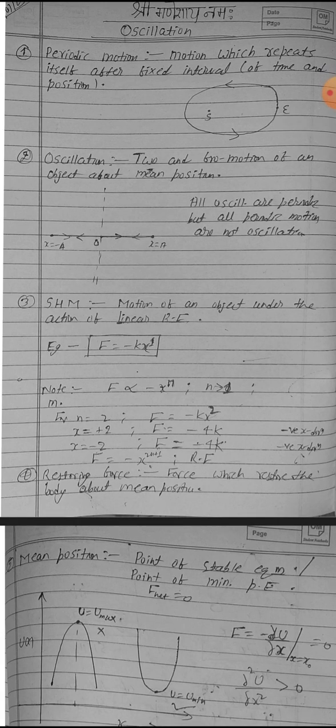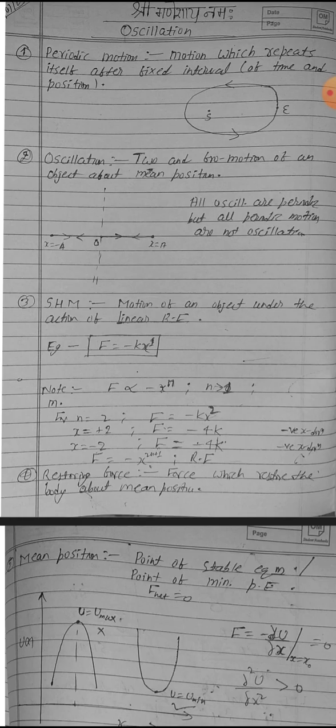So the first question is, what is periodic motion? The motion which repeats itself after a fixed interval of time is called periodic motion. For example, the revolution of earth around the sun is a periodic motion because the position of earth repeats after a fixed interval of time.